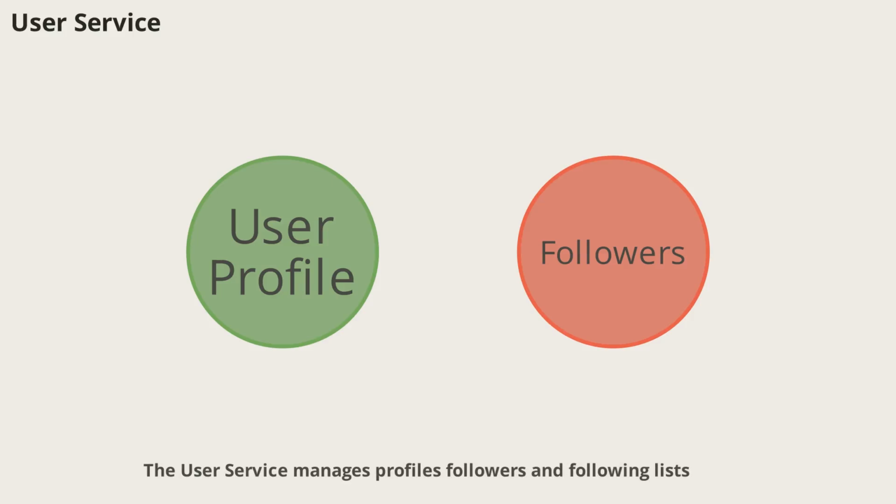User service manages profiles, followers, and following lists. It provides endpoints for retrieving profiles, following or unfollowing users, and updating user information. Relational databases like SQL are used to store user data, ensuring consistency and easy querying. This service is essential for building the social graph that powers Twitter's network, enabling users to connect and interact seamlessly.